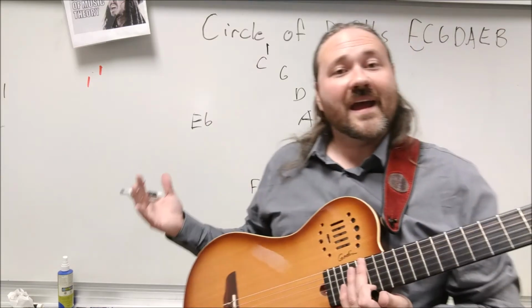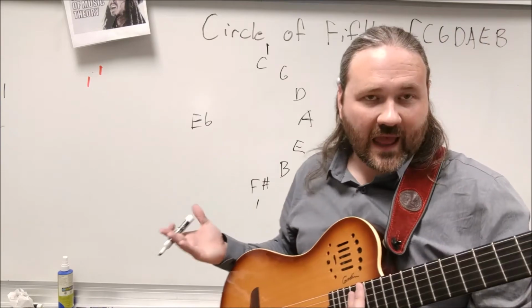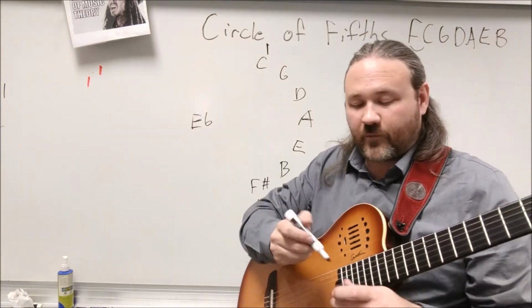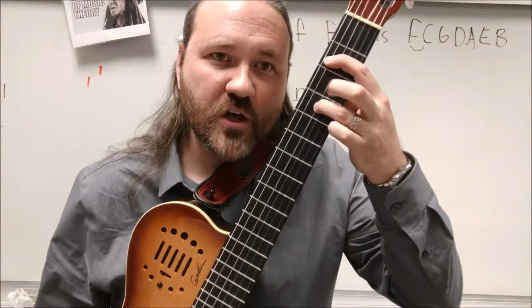F sharp is a special example because if you count 5 notes up from B, you'll get F. But if you look at the keyboard, or if we actually look at the guitar, 5 notes up from B is not F, but F sharp. Here's F.